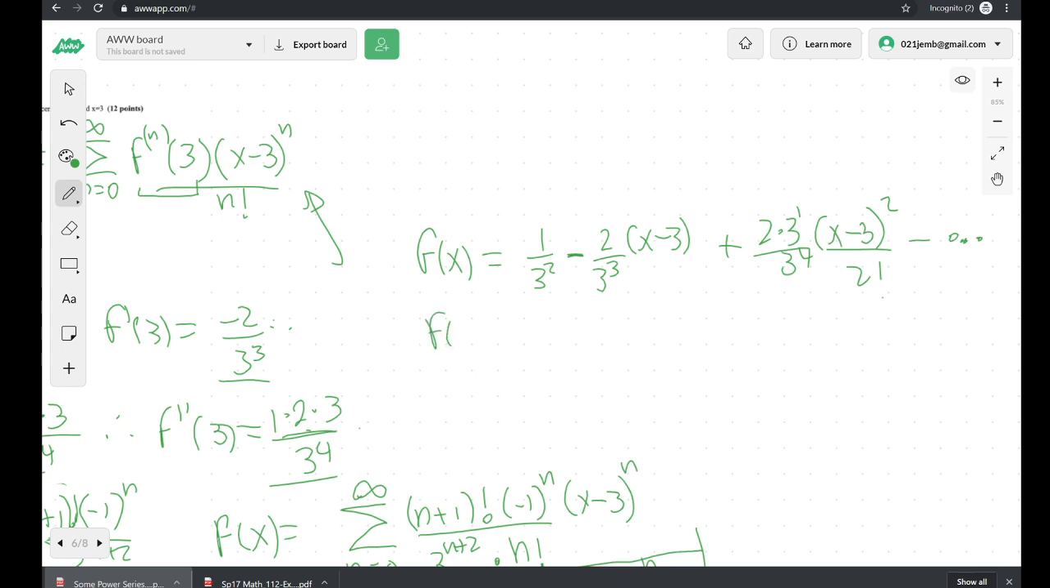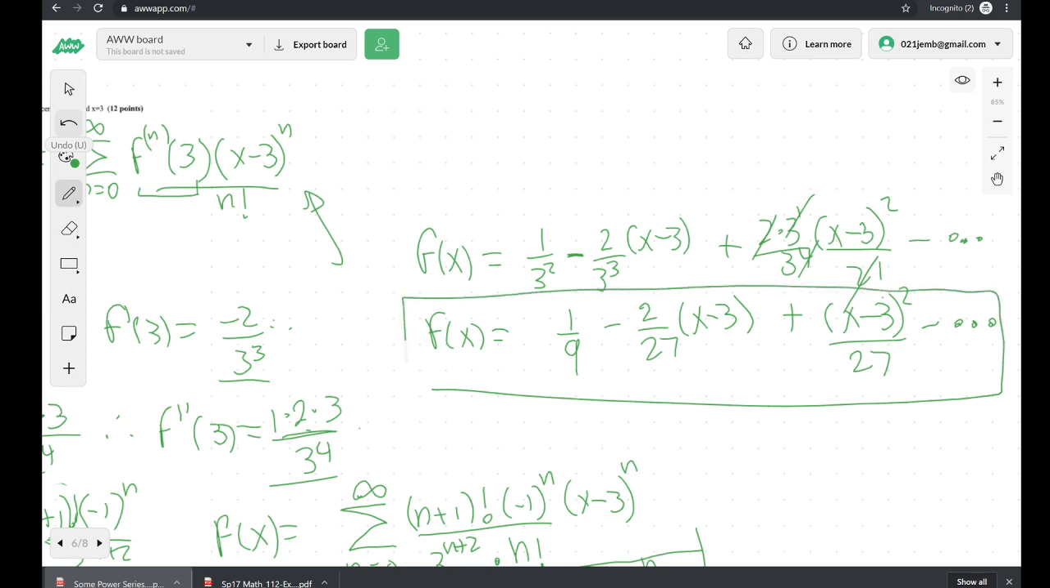And I think it's still valid if you just say that this is 1 over 9 minus 2 over 27 times x minus 3. And then plus, this 3 cancels out with 1 power, and the 2 cancels out, 2 over 2 is 1. So that's going to be plus x minus 3 squared divided by 3 to the power of 3, which is 27. And then minus the rest of the infinite terms. This can also be a valid answer. But don't forget to write the 3 dots at the end, or you're going to have some issues.